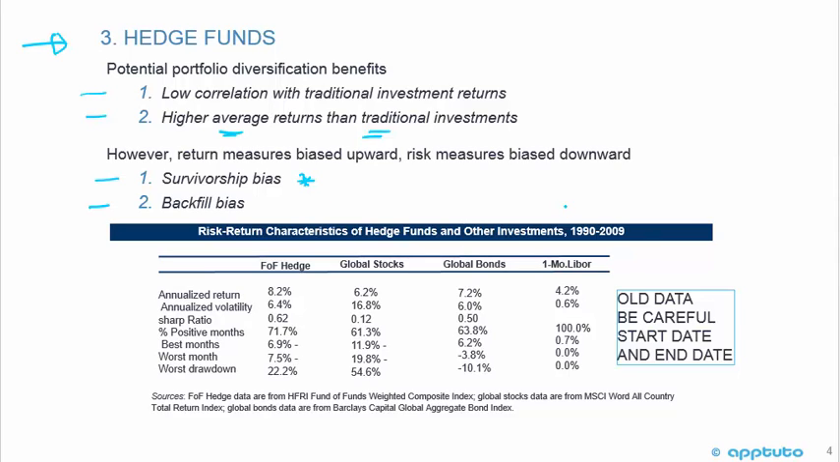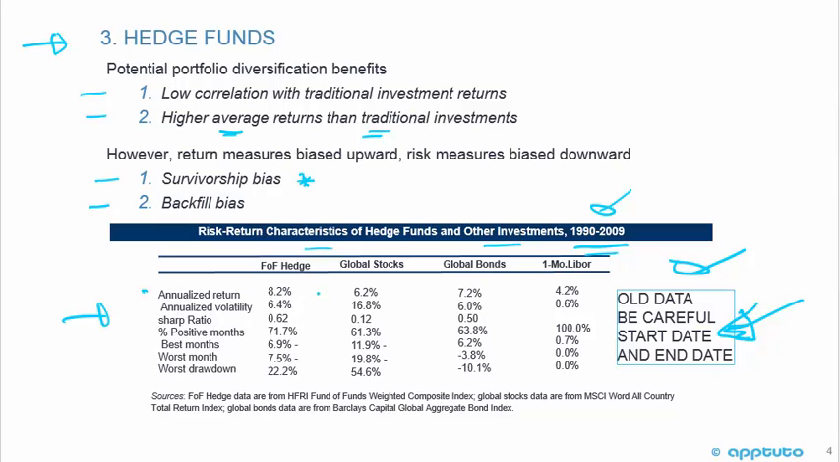Now, one of the things that I want to point out here, I wrote this, that in the text, they're dealing with some old data, okay? In terms of this table, they're doing risk return characteristics of hedge funds and other investments, but it's 1990 to 2009. So you need to be careful with the start date and the end date anytime you're looking at investment returns, okay? So here they have the annualized returns.